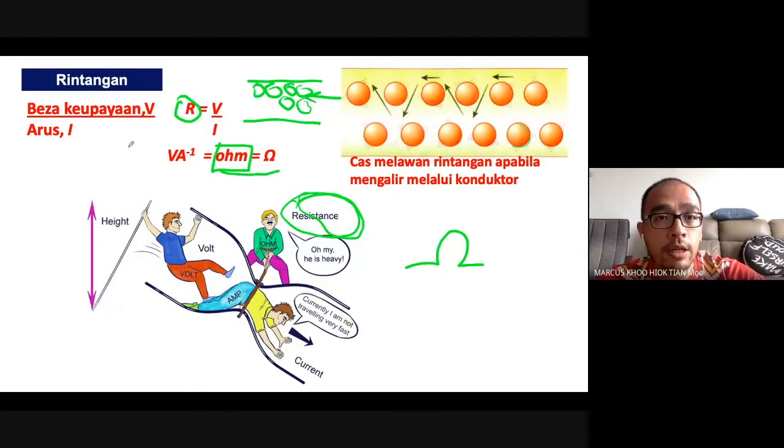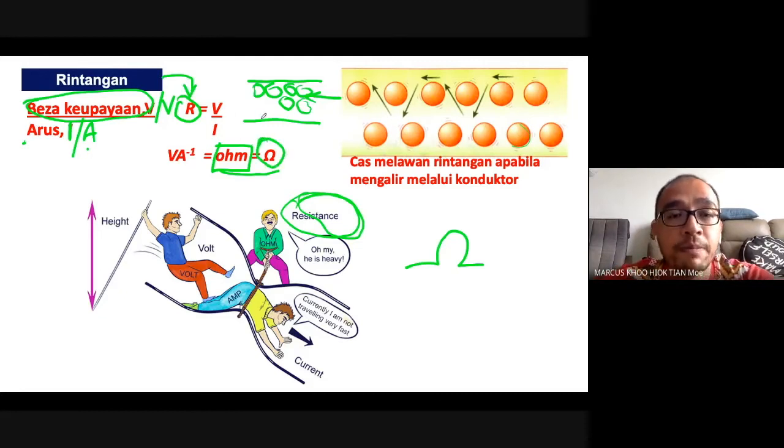So just to recap, potential difference, the symbol is V, the unit is V for volt. Current, the symbol is I, the unit is A for ampere. Resistance, the symbol is R, and the unit is ohm. Okay, ohm. Bukan, yeah, ohm.